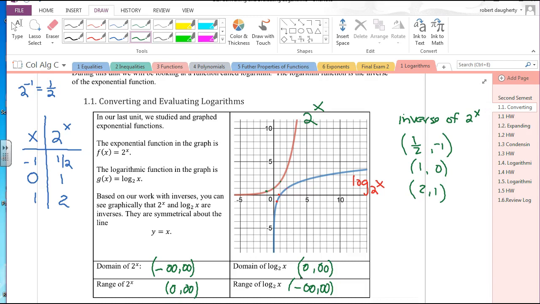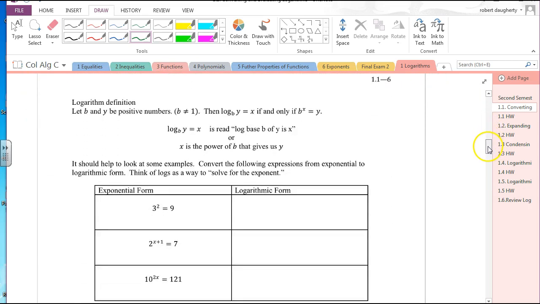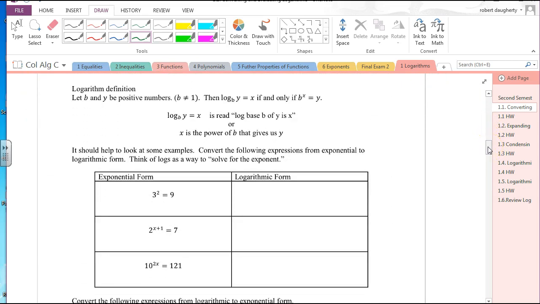We're not going to be doing a lot of graphing of logs, but we'll be doing more manipulation of the function. Now here's a definition. You don't really have to memorize it. It's really going to come to you more in practice. If log base b of y is equal to x, that only works if b to the x is equal to y.